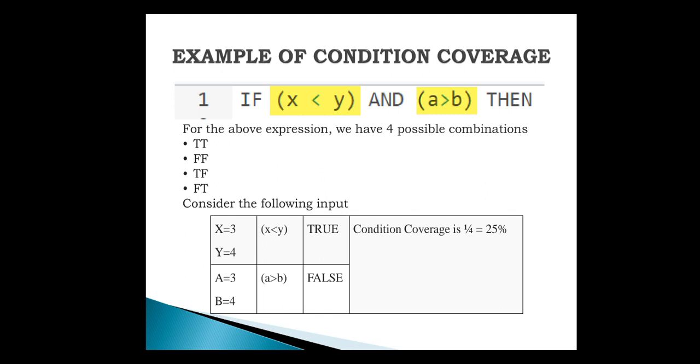So, an example of condition coverage: here there are two conditions, the first is x is less than y and the second condition is a is greater than b.